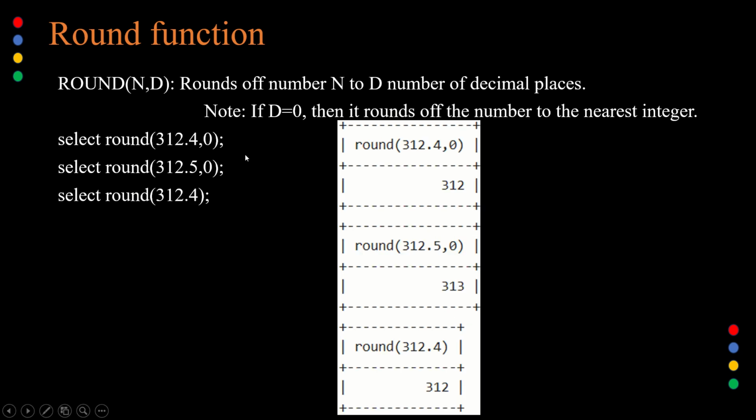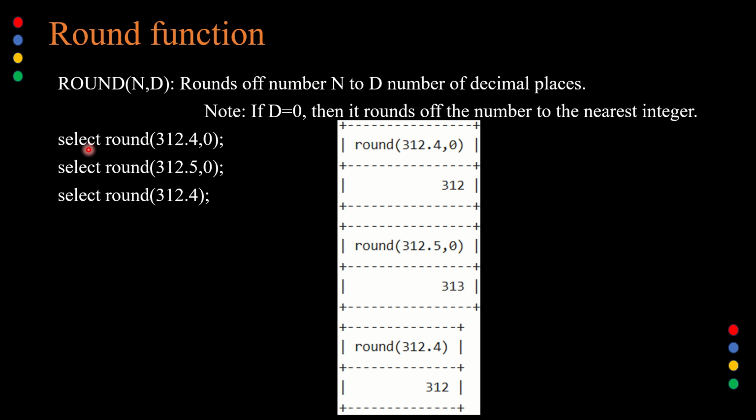Round function. The round function is the function that we use inside SQL. It has two parameters: one is n, another one is d. n denotes the number to which we apply the round function, and d denotes the number of decimal places. We'll consider the examples, then this function will be clear.